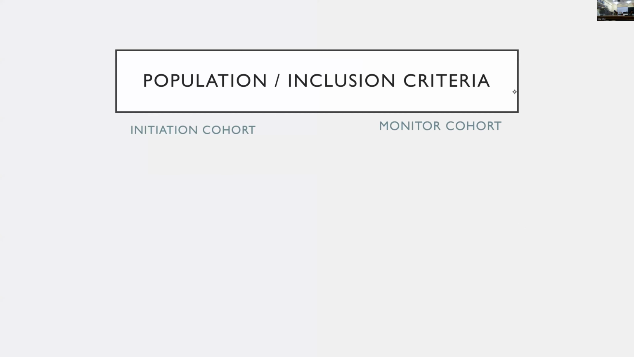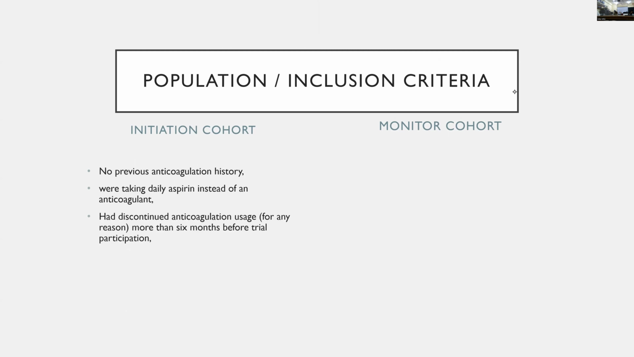In the study, they had two types of cohorts. They looked at people who were started on anticoagulation, and they looked at people who were already on anticoagulation and required monitoring. So they had an initiation cohort and they had a monitor cohort. And for the initiation cohort, the criteria was no previous anticoagulation, or they should be taking only antiplatelet. They should not be on any anticoagulation for more than 6 months, they have discontinued anticoagulation, or it is started within 60 days. Anticoagulation started recently within 60 days. So they were the people criteria in the initiation cohort.